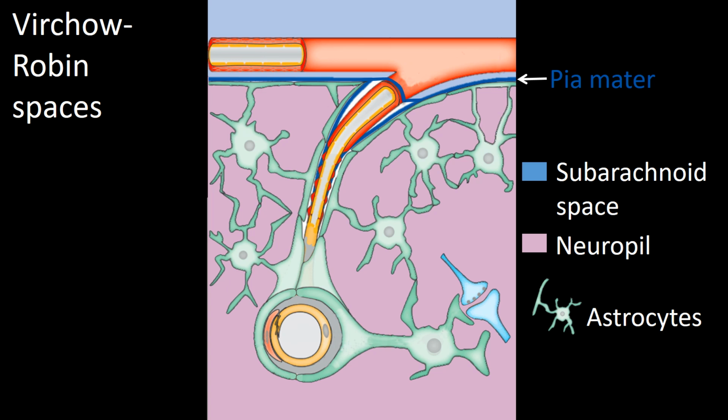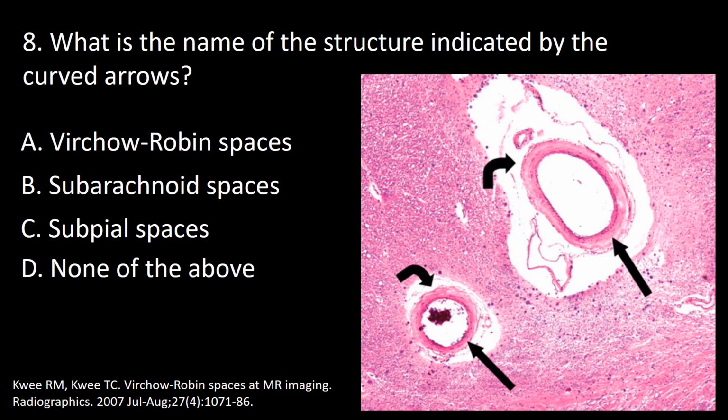The fluid inside the Virchow-Robin spaces has more similarities to interstitial fluid. There is evidence to suggest that Virchow-Robin spaces are part of the lymphatic drainage pathways of the brain. So the answer to this question is A.